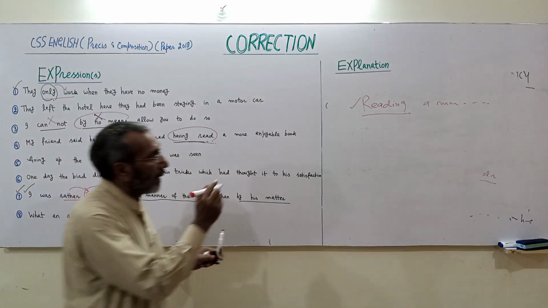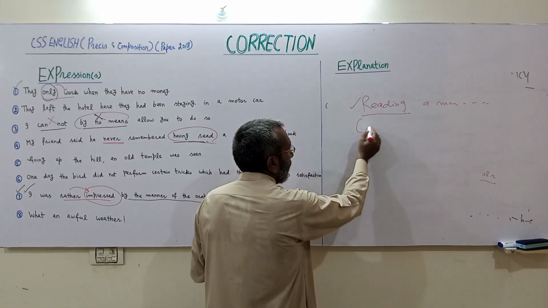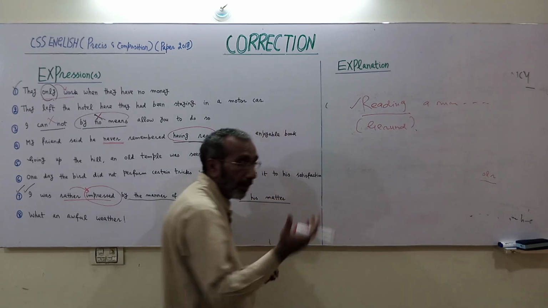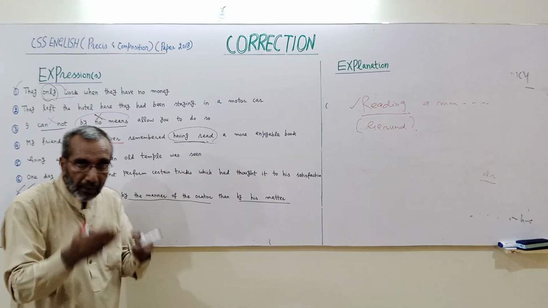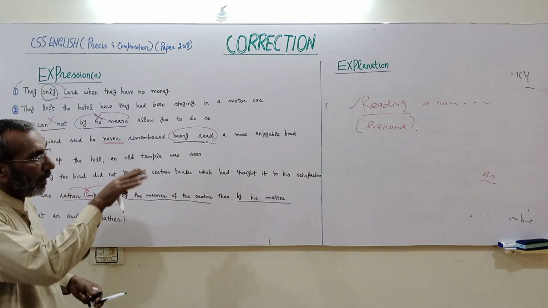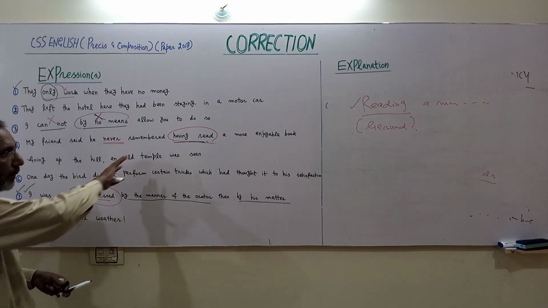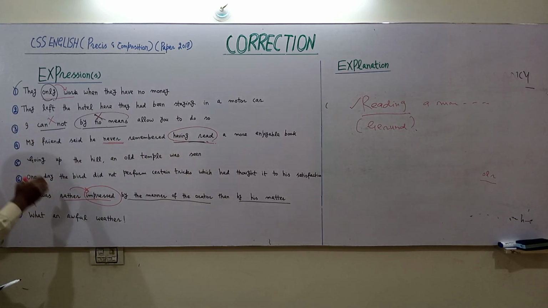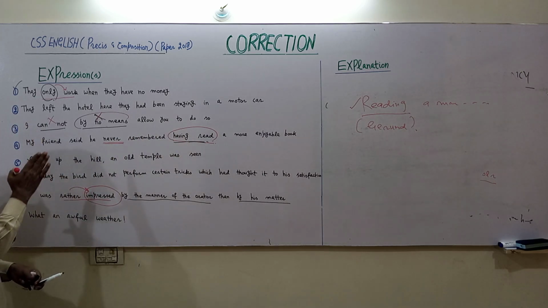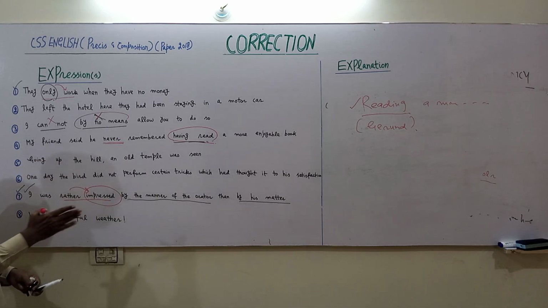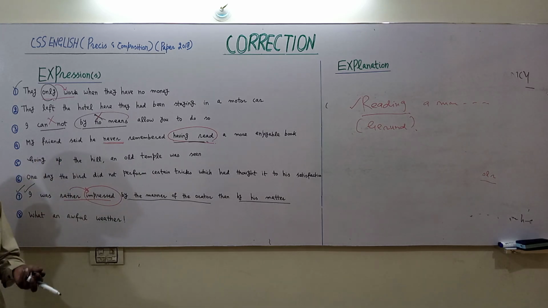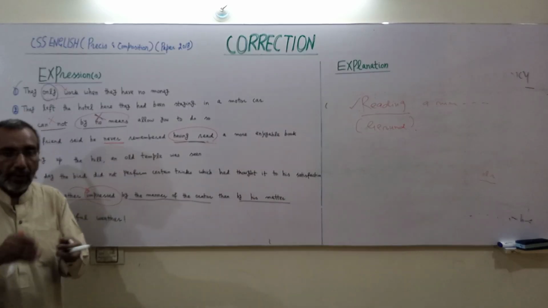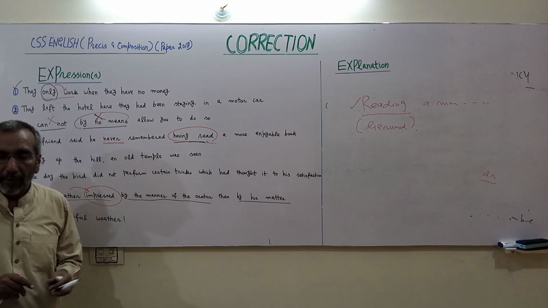So reading technically is being used as a gerund. Gerund means the process of that, the process of reading. So we need a simple gerund instead of this perfect participle. The expression would become: my friend said he did not remember reading a more enjoyable book. That is, he did not remember that he ever read any other book more interesting than this book.